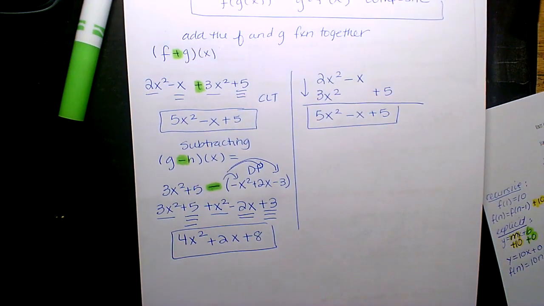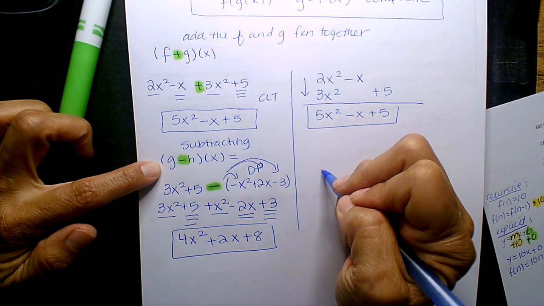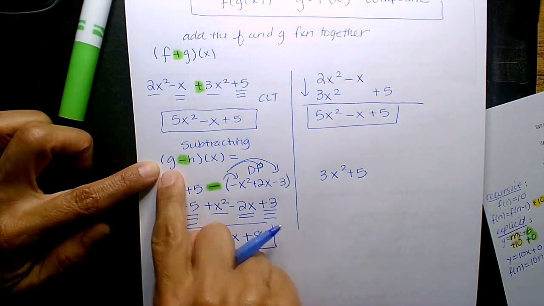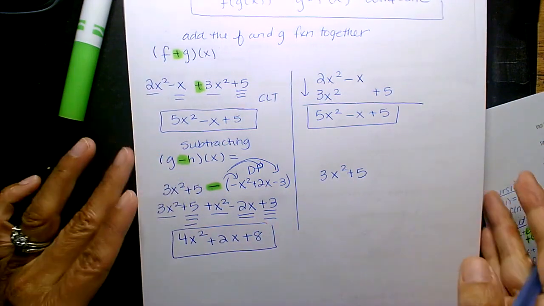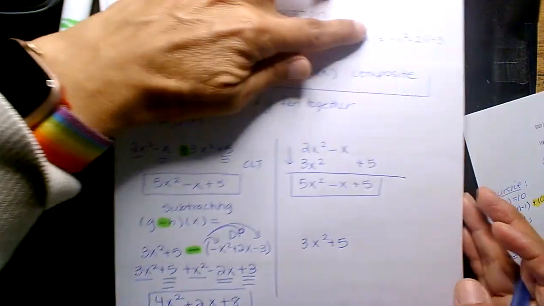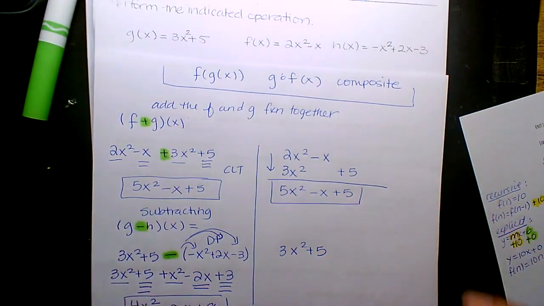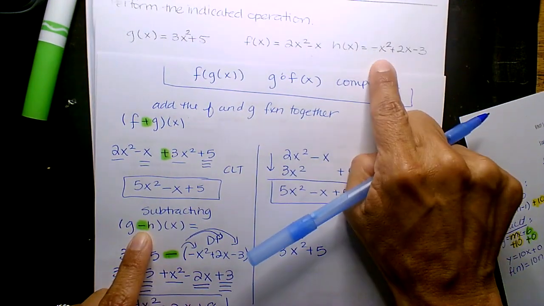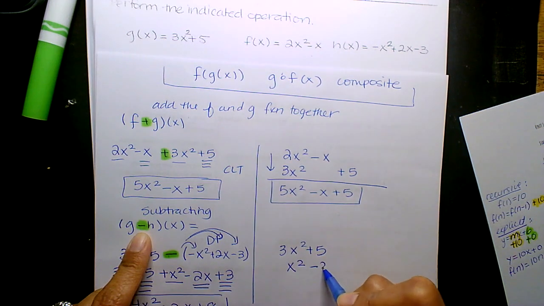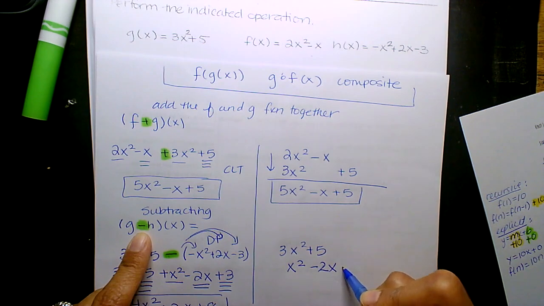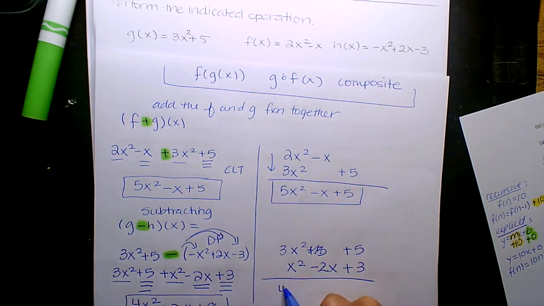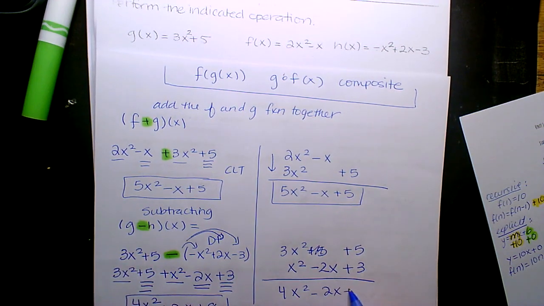Okay, so then some students might say, let me take the first function, g, 3x squared plus 5. It remains unchanged. Now you're going to take the subtraction, and some students might look at the h function here and just switch and say, it's subtraction, so everything switches. So plus x squared minus 2x, and then plus 3. Now you get your 4x squared minus 2x plus 8.